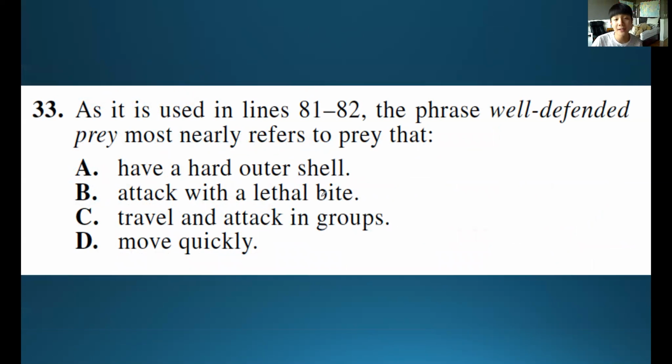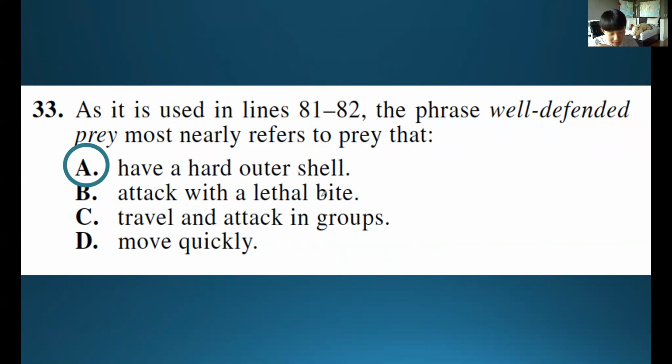Let's go a bit faster. As it is used in lines 81 to 82, well, here's another really easy question because it gives you a line number. 81 and 82 says, storing energy in their jaws to penetrate well-defended prey. So what is well-defended prey? Well, prey that might have a hard outer shell, maybe.